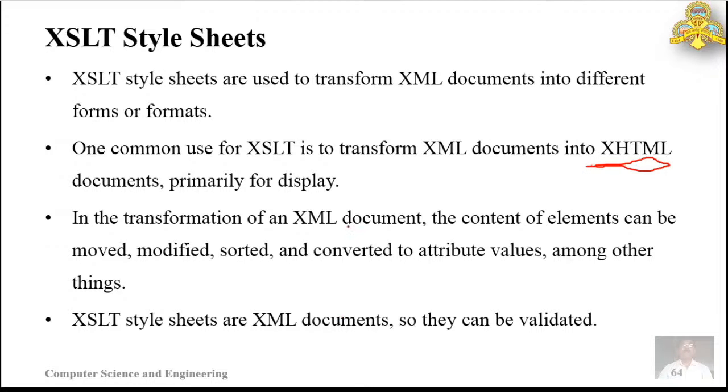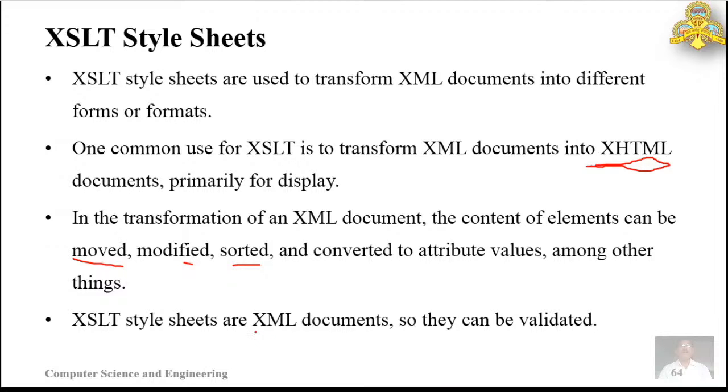In the transformation of an XML document, the content of elements can be moved, modified, sorted, and converted to attribute values, among other things. The most important point is that we can have programming ability to some extent in XSLT. As already told, elements can be moved. That means the actual file is not changed; the data is changed while processing. It can be modified or sorted, etc.